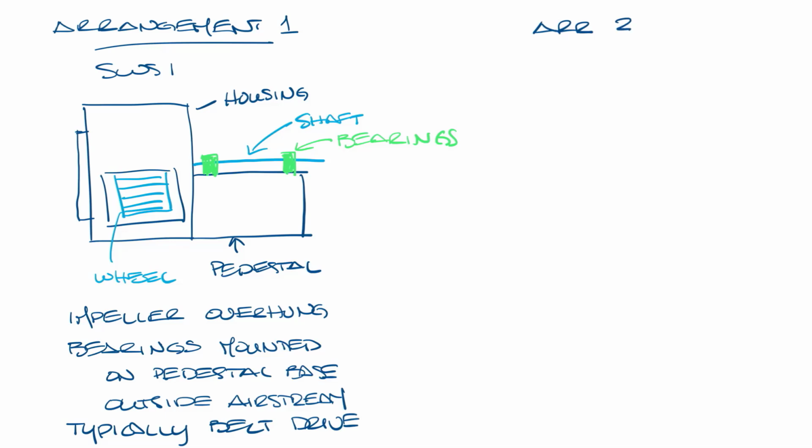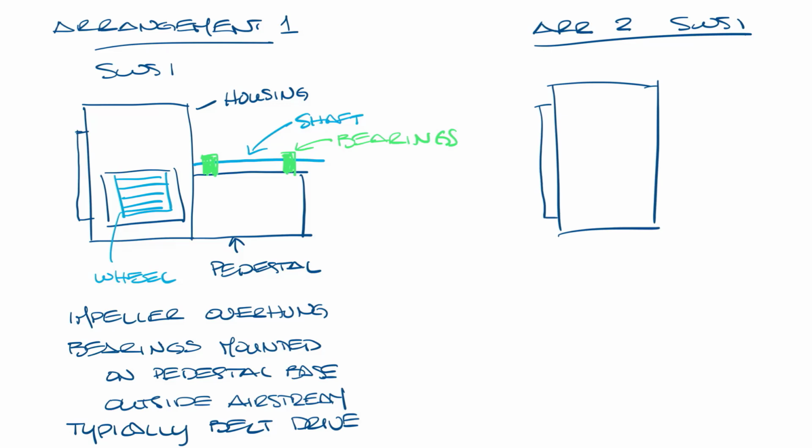So arrangement 2 looks like this. It is for an SWSI fan. The impeller is overhung on the shaft so the bearings are outside the airstream, but the shaft is supported by the fan casing, not its own pedestal.